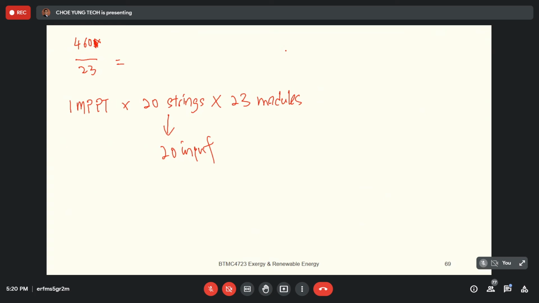So 1 MPPT, 23 module. If you don't like this, you can change the arrangement. Don't worry. Let's say you like to have just 20 modules per string. Fine, you take 460 divided by 20, then you need 23 input. 23 input, but for 6 inverter, we actually have 36 input. So it's still fine. Okay, this is how we do it.